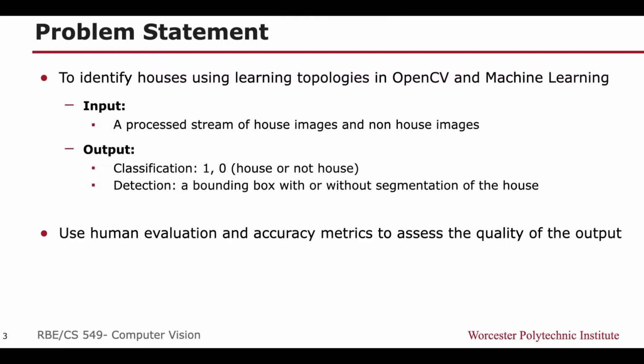To identify houses using learning methods in OpenCV and machine learning, first we input a stream of house images and non-house images, and the output depends on the problem. If it's classification, it's 1 or 0. If it's detection, then we will have a bounding box with or without segmentation of the house. Then we use human evaluation and accuracy metrics to assess the quality of the output.